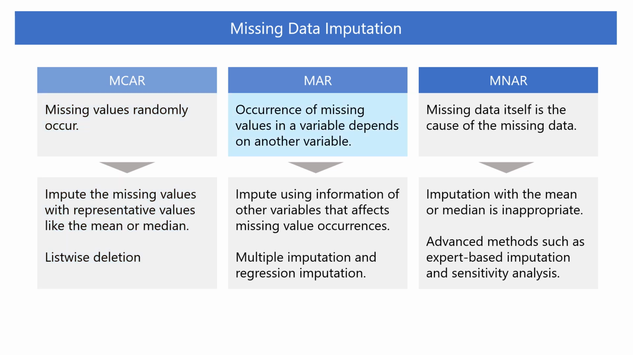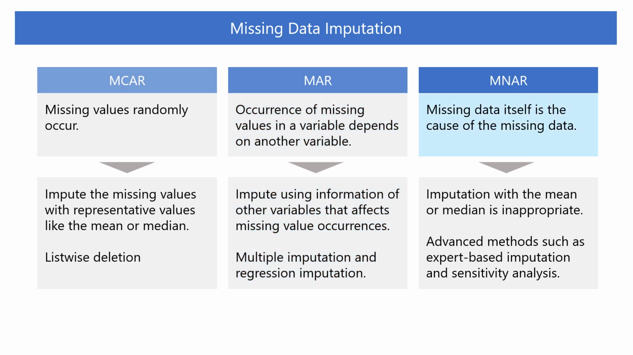In MAR, the occurrence of missing values in one variable is dependent on another variable. Therefore, we can impute missing data using the information of the variables that affect the occurrence of missing values. Specifically, we can use multiple imputation and regression imputation. These are methods of estimating the actual values of missing values using other observed variables.